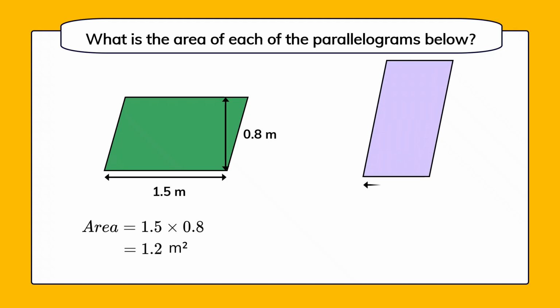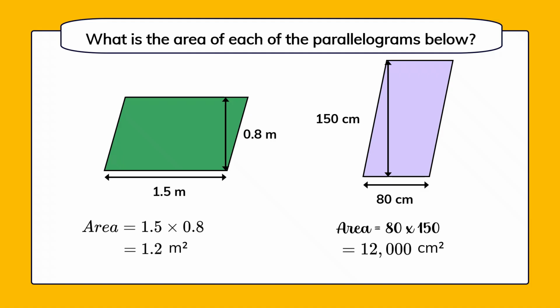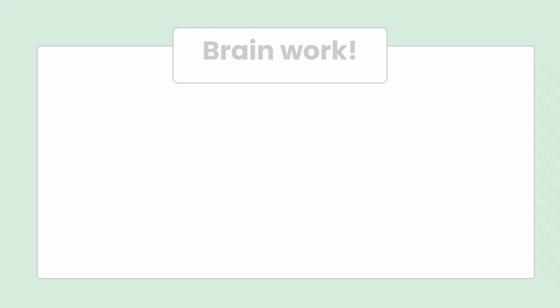Another example: base is 80 centimeters, height of 150 centimeters. So first, we're going to multiply 80 and 150. So the final answer is equal to 12,000 square centimeters. This shows that the parallelogram covers 12,000 square centimeters of space.